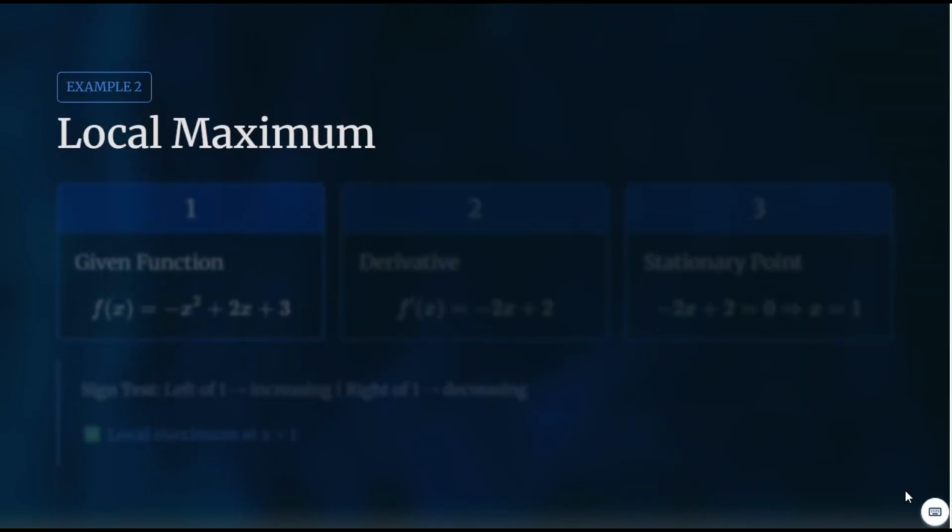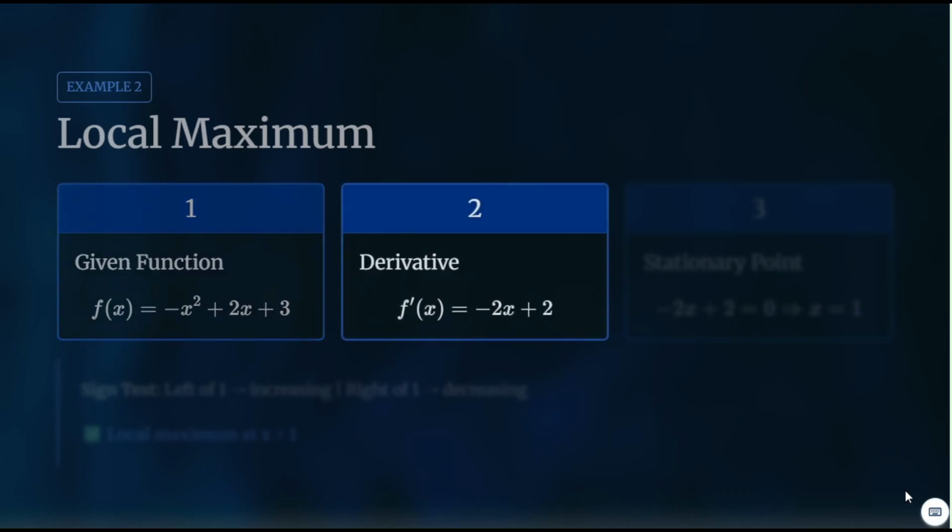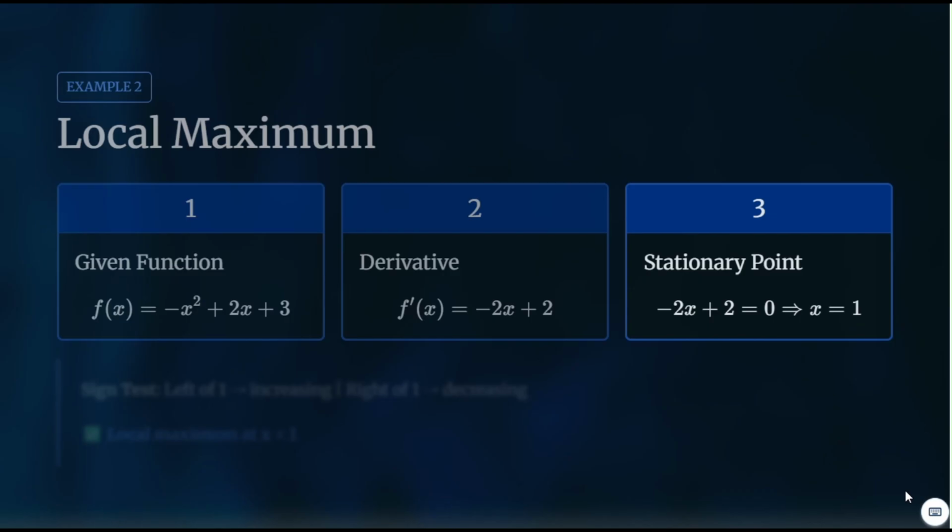In this next example, we want to find the local minimum, maximum, or neither of the function f of x equals negative x squared plus 2x plus 3. So first, find the derivative. F prime of x will be equal to negative 2x plus 2. Set this to be equal to 0. And if we subtract 2 on both sides, rather, and divide by negative 2, x is equal to 1. That is the solution when we set the derivative to be equal to 0.